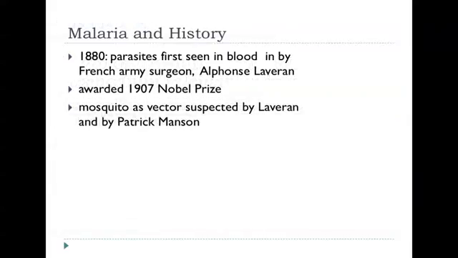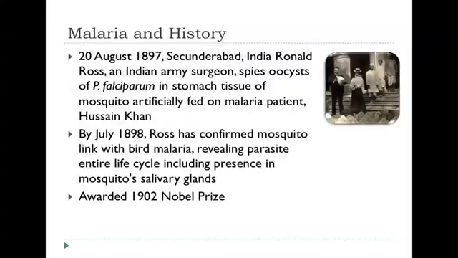In terms of history, malarial parasites were first seen in 1880 by a French army surgeon, Alphonse Laveran, and for that discovery he was awarded one of the first Nobel Prizes in 1907. He suspected, and one of his contemporaries, Patrick Manson, they both suspected that mosquitoes were transmitting the parasites, but they didn't have any direct experimental laboratory evidence for that. That came from this guy here, Ronald Ross. You can see a typical Victorian gentleman.